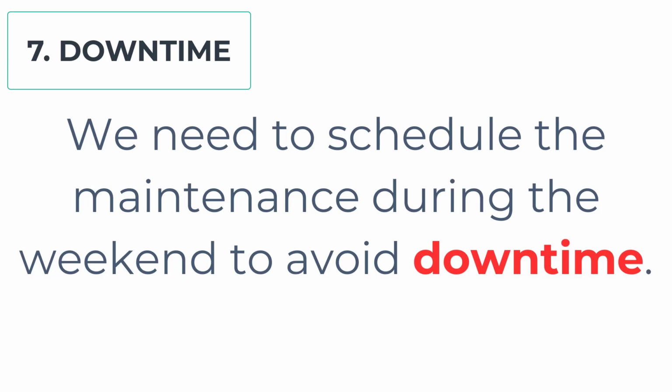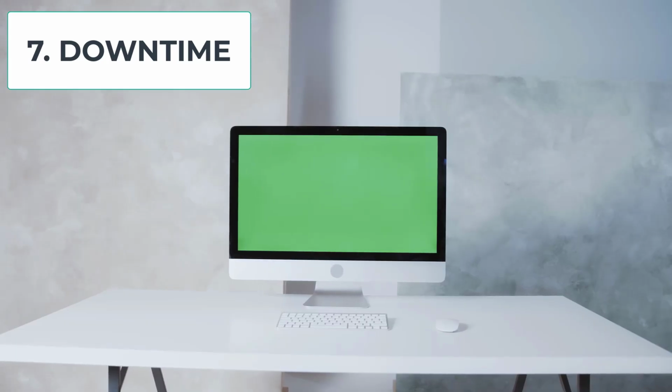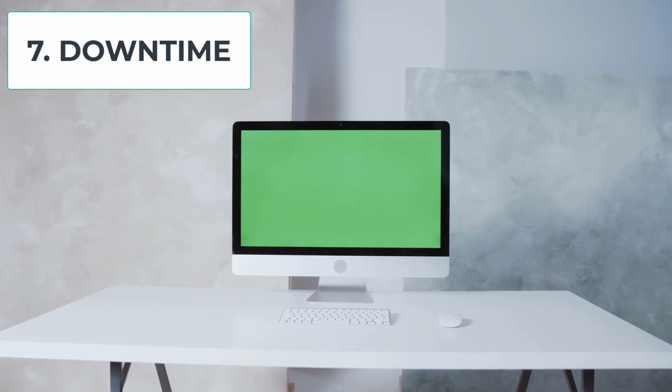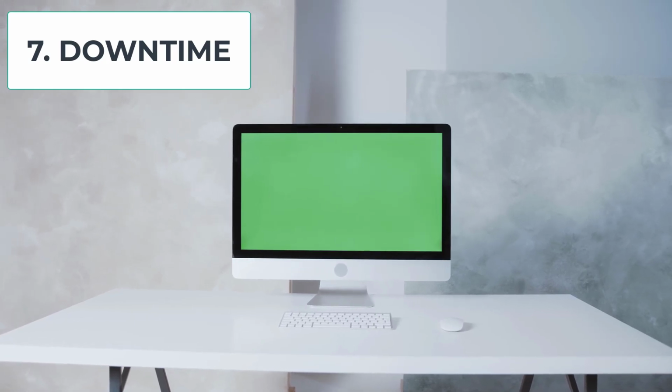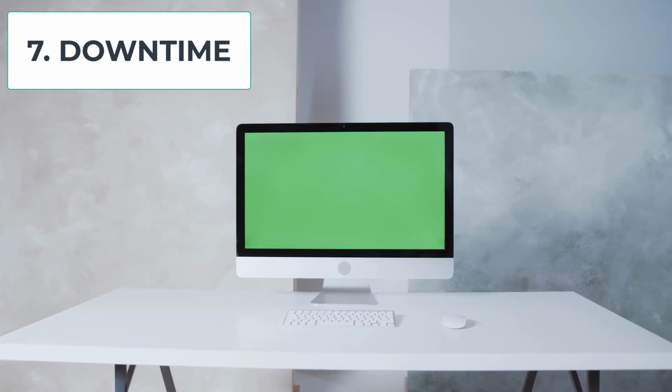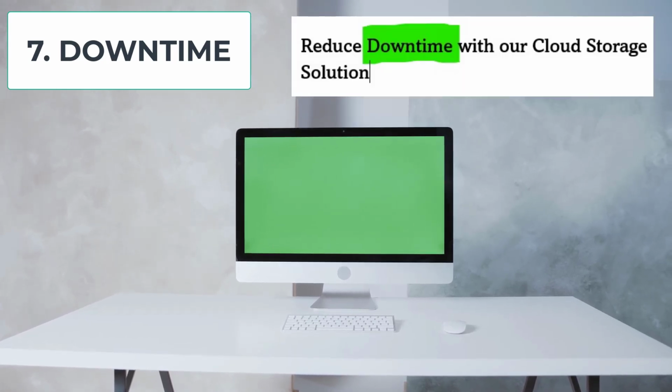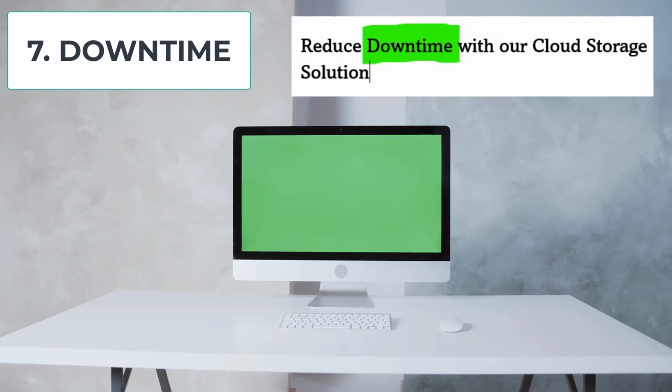We need to schedule the maintenance during the weekend to avoid downtime. So it's a period when a business or a system is not operating. For example, the website crashes, and when the website crashes, you're not working, or if you've got an online store, for example, you're not getting any income because the website is not working and no orders are coming in.